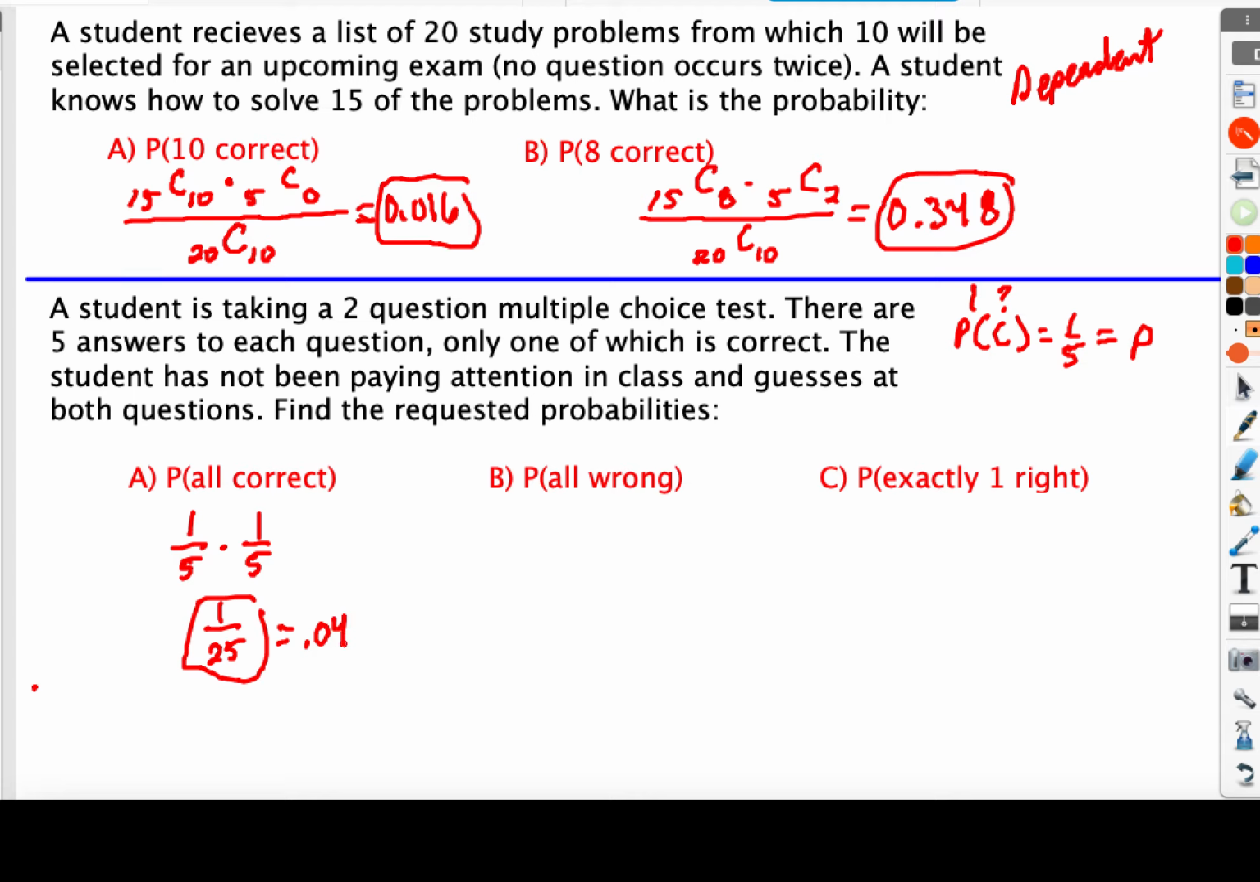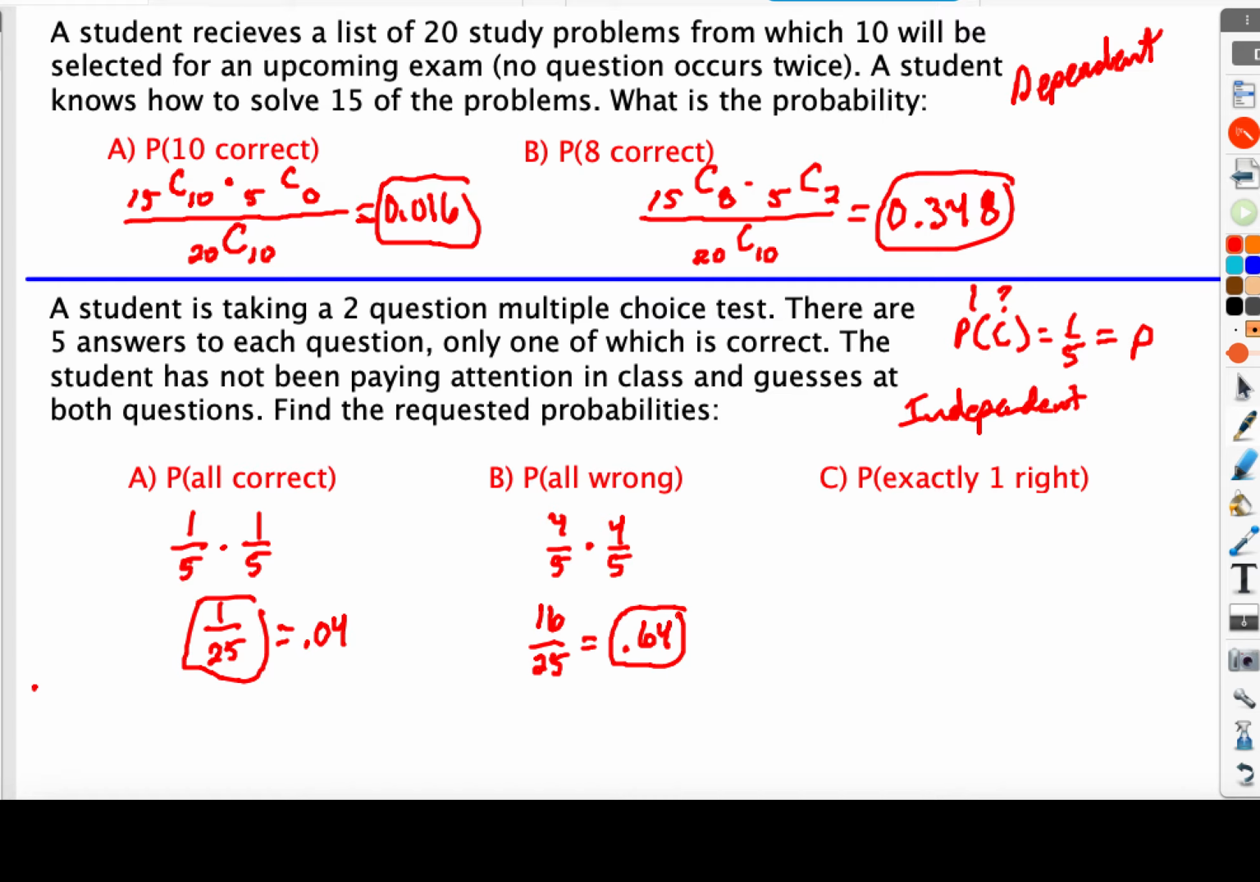Probably we get them both wrong. Well, now there's a 4/5 chance we get the first one wrong. There's a 4/5 chance we get the second one wrong, because again, they don't affect each other. These are independent questions. So again, 16 out of the 25 ways of making that happen. And if you're a big fan of those decimals, that's 0.64, 16 out of 25.